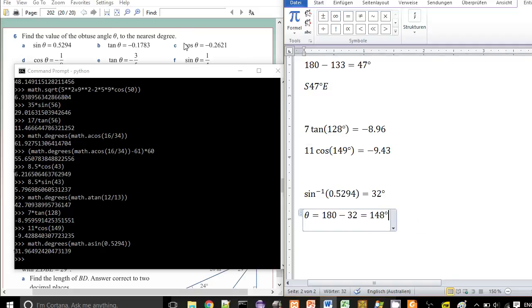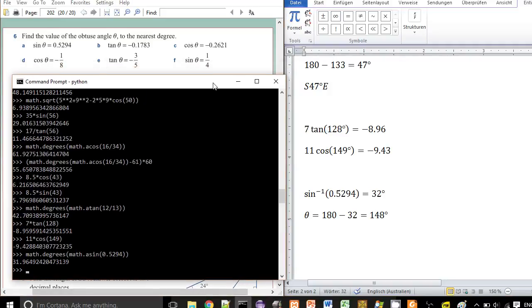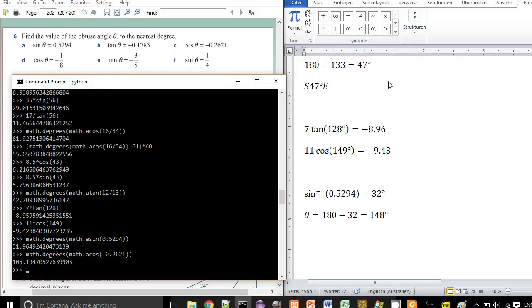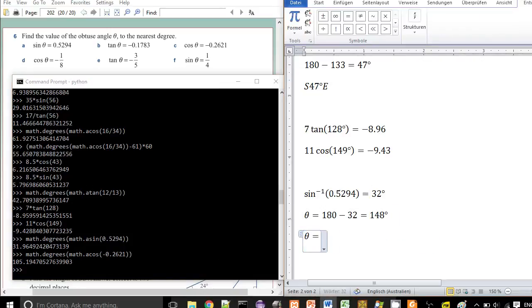Okay, this one shouldn't be so bad. If I do, say, cos, let's try that one. It's just a thing with sine, it's a little bit annoying. Oh wait, convert it to degrees. Minus 0.2621. Cool, so notice that's already obtuse, so we didn't need to do anything. So theta equals inverse cos of minus 0.2621, which equals, so we'll say 105 degrees, to the nearest degree. Alright, I'm going to move on from that.